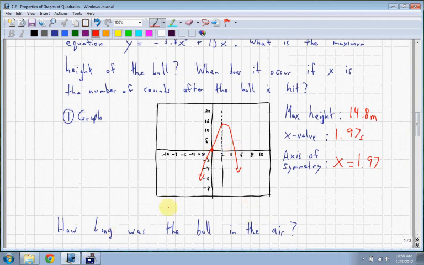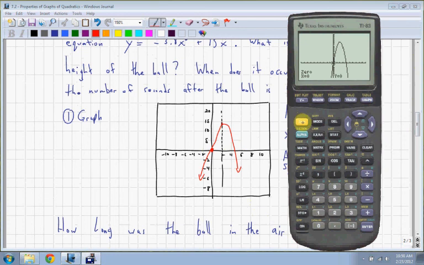Now I have one more zero, the one over there, that I have to calculate. So again, second, calculate. I want to calculate the zeros. This time I have to go to the left of my other zero. So notice I'm moving the cursor. Oh, that was too far, right? I want to be to the left of the zero, so I have to make sure that it's to the left. So I press enter.